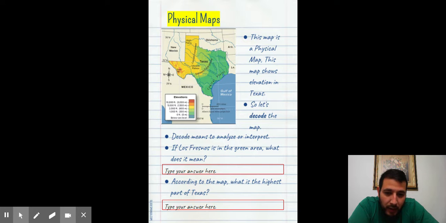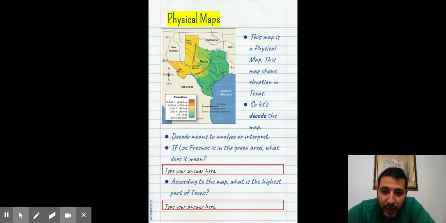So I'm gonna read the questions, but you have to answer these ones. I'm gonna make my own city. So if Los Fresnos is on the green area, what does that mean? In order to answer that question, you will have to go into the legend and see the symbols.